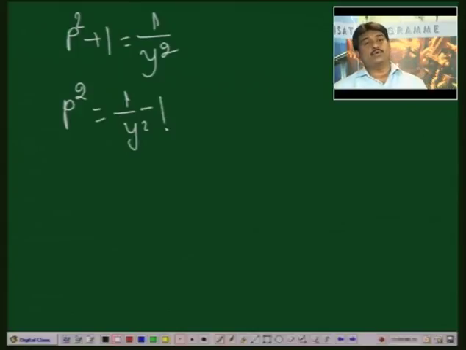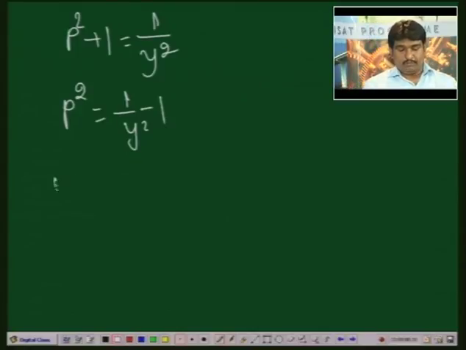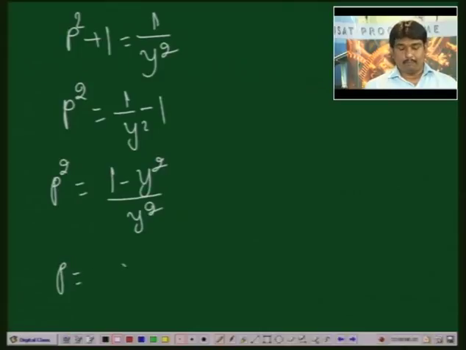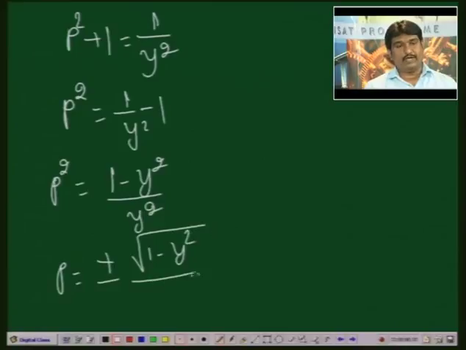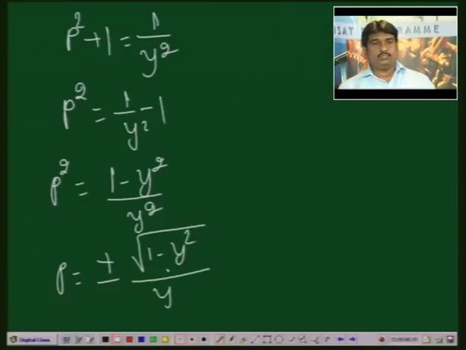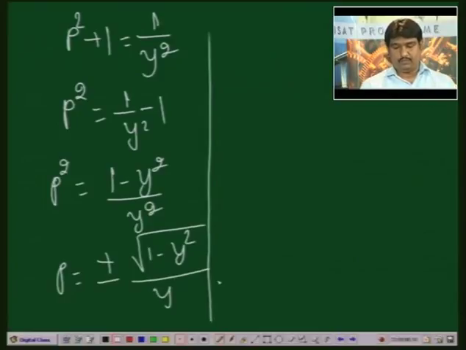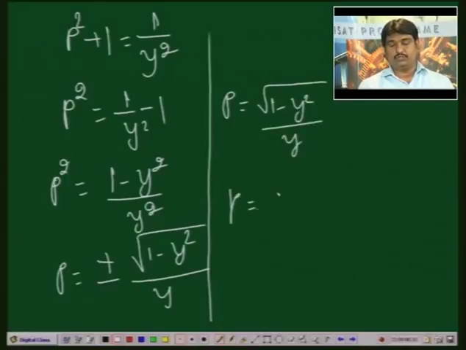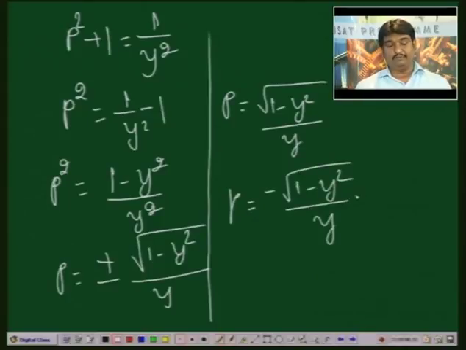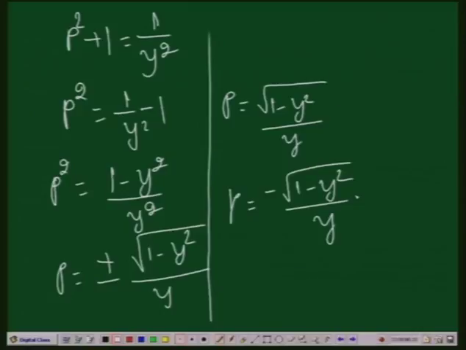P square is 1 by y square minus 1. You simplify this, p square equals 1 minus y square divided by y square. Therefore, p is plus or minus root of 1 minus y square divided by y. So, the two factors are p equals plus root of 1 minus y square divided by y, and p equals minus root of 1 minus y square divided by y. These are the two factors.